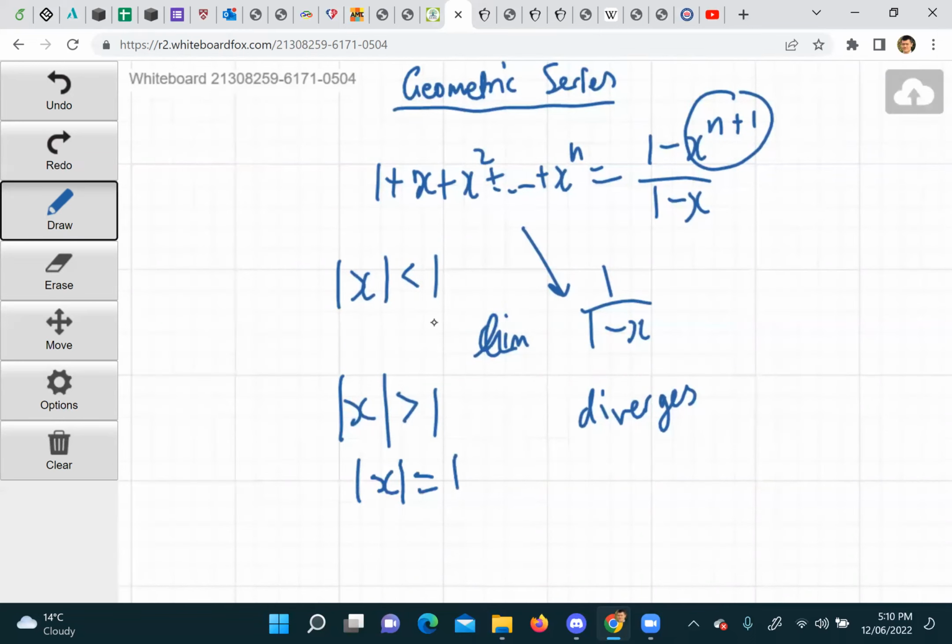What if x is minus 1? Then it's an infinite sum: 1 minus 1 plus 1 minus 1 plus 1 minus 1. It's famous and very common, but what is the limit though?